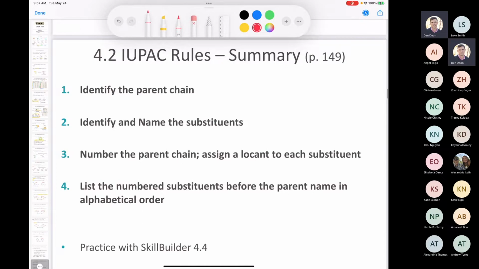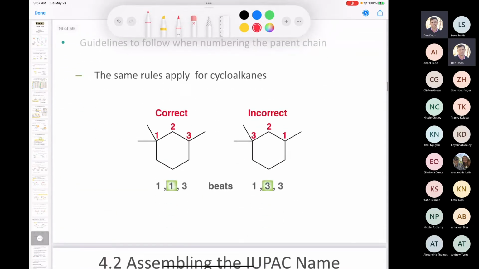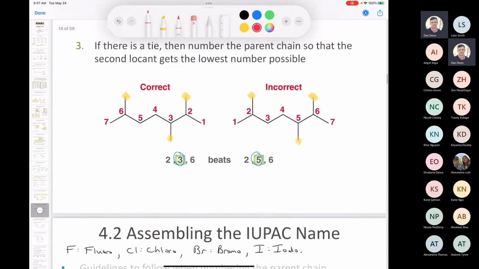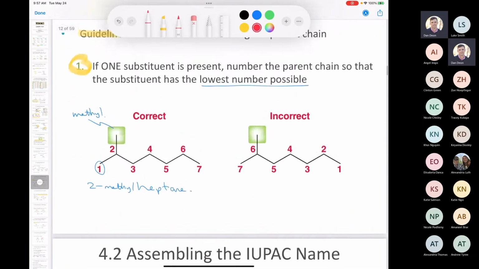So to summarize, we identify the parent chain, we identify and name the substituents, we number the parent chain, we give a locant. A locant is nothing more than a number, to each substituent, and then we list the numbered substituents before the parent name in alphabetical order. And those are all the rules for nomenclature. Let's go back and look at some of these compounds now that we know the rules. Let's go to the way back here. So where were we? Somewhere around here.